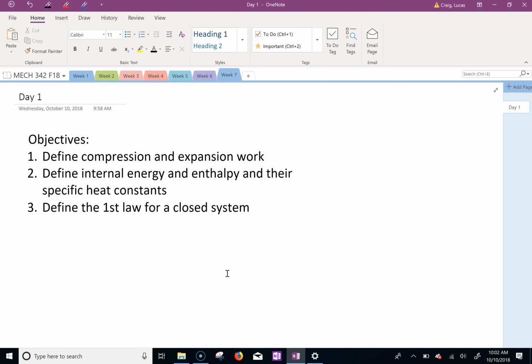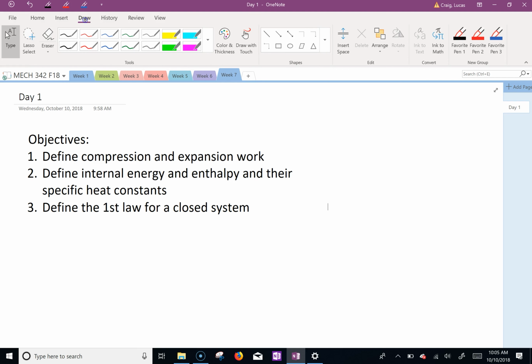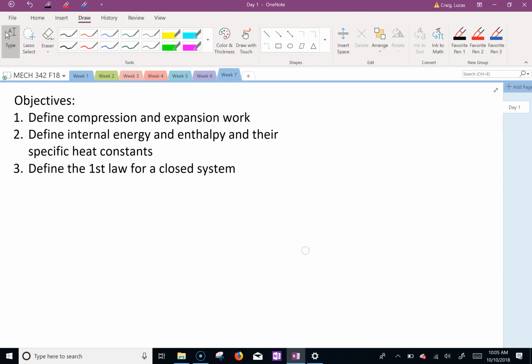Really what we're going to do now is start getting into the first law for a closed system and dive deeper into it than we did a long time ago. Before we do that, we need to talk about compression and expansion work, which is kind of what you did on the test. We're going to talk about internal energy, the equations for that, enthalpy, and specific heat constants, and then finally get back into the first law that we talked about like week 1 or 2. So let's talk about our first objective.